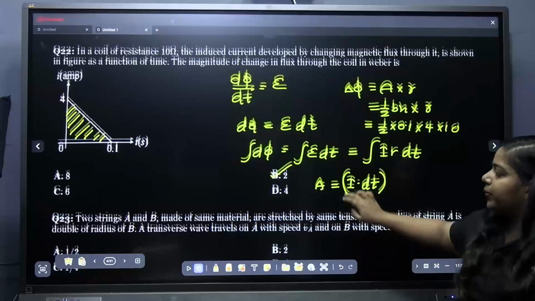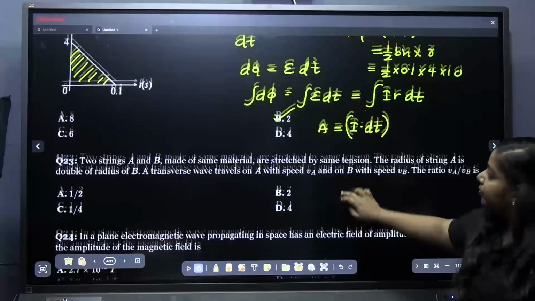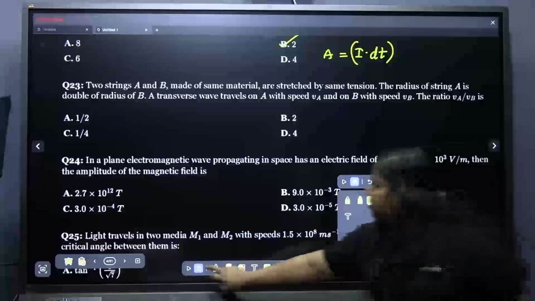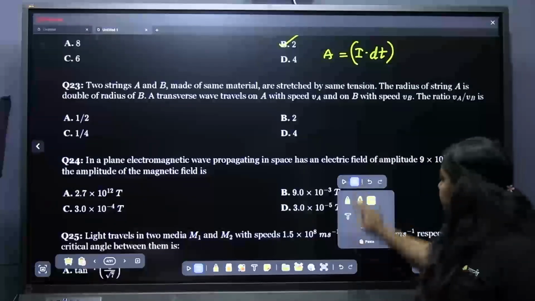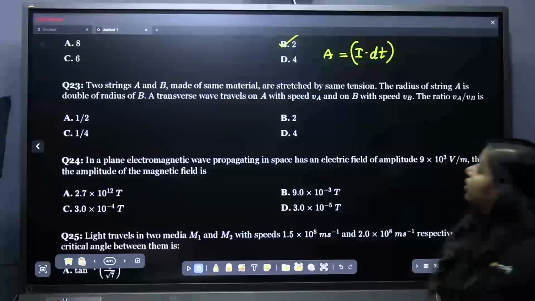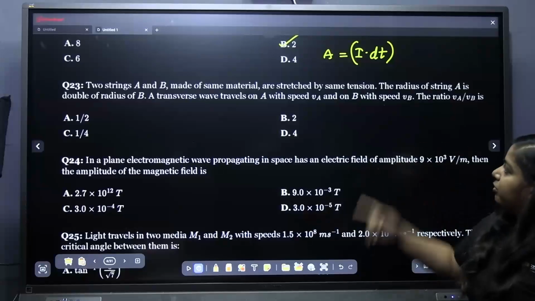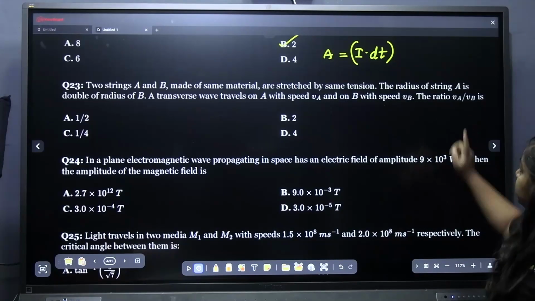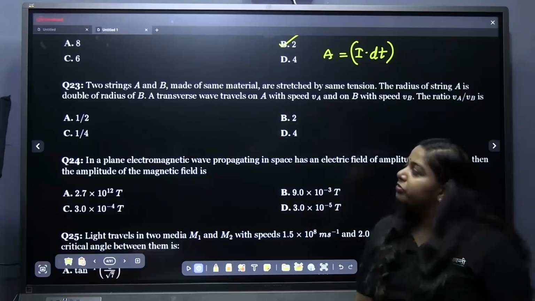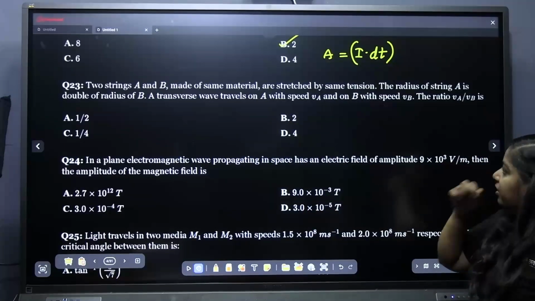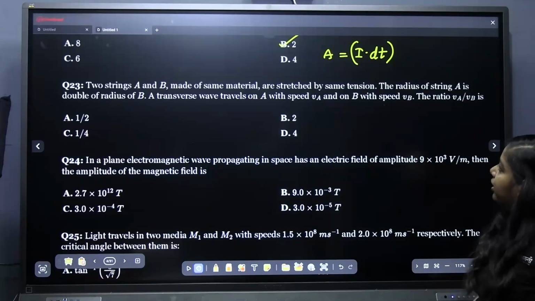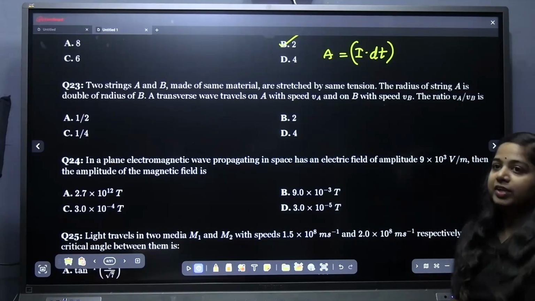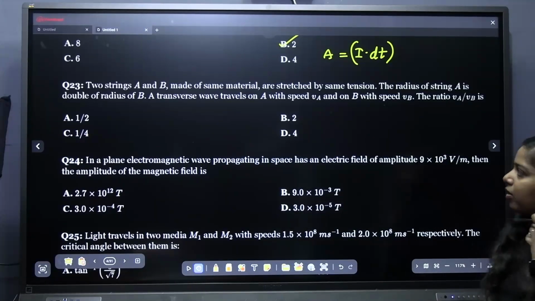Now we are going to question 23. Two strings A and B are made of same material, are stretched by same tension. Radius of string A is double of radius of B, and transverse wave travels on A with speed VA and B with speed VB, ratio of VA by VB. That is the question.